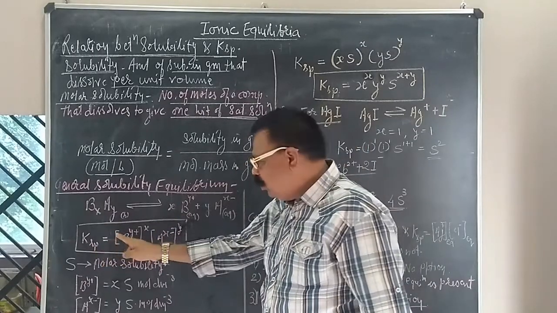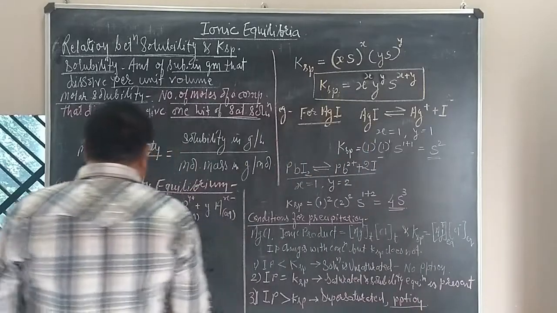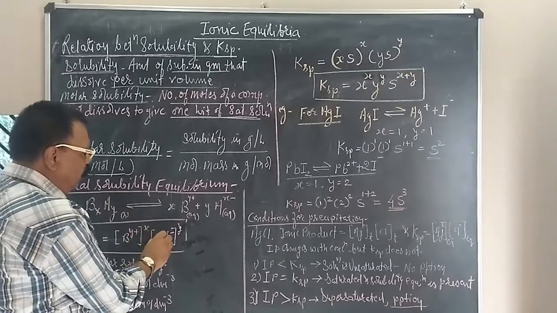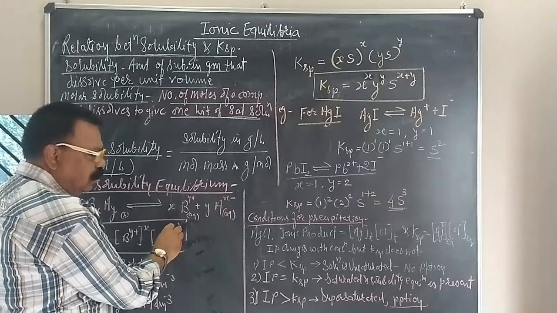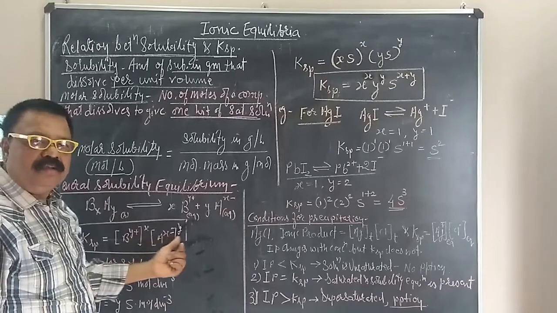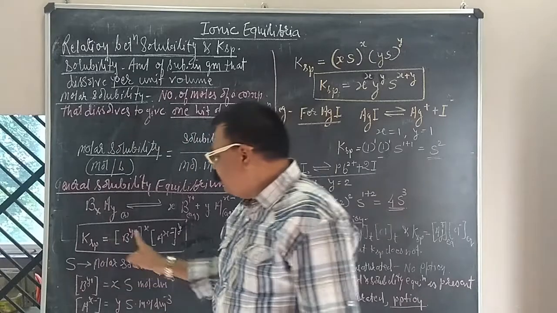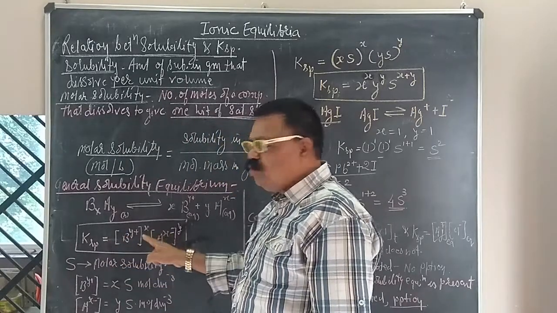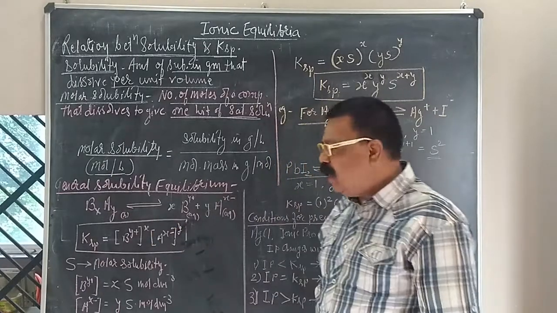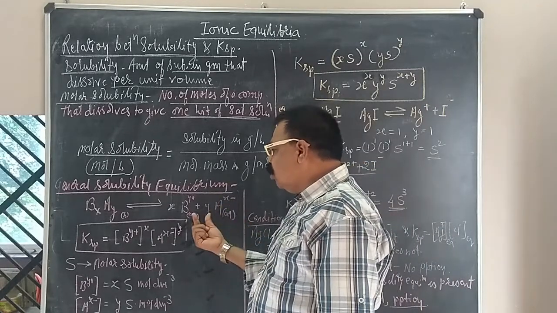The solubility product related with this solubility equilibrium is equal to the concentration of B^y+ raised to the power x into the concentration of A^x- raised to the power y. So it is the product of the concentrations of the constituent ions raised to the power of their coefficients. According to the definition of solubility product that we have given, we take the equilibrium concentration.